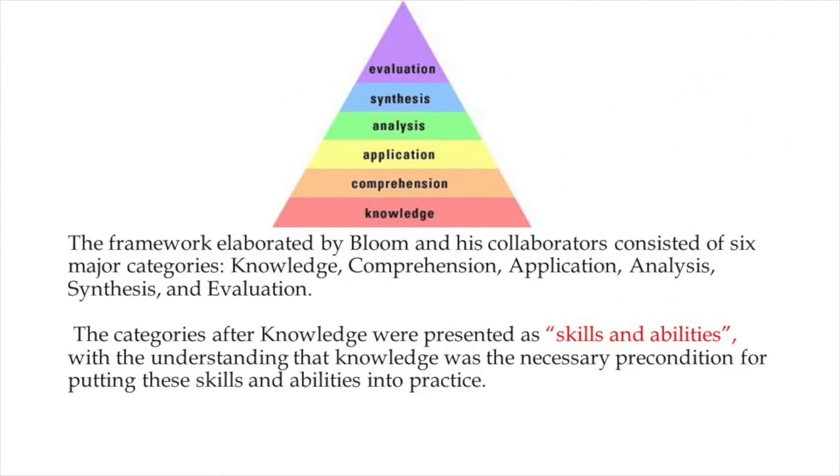The framework elaborated by Bloom and his collaborators consisted of 6 major categories: knowledge, comprehension, application, analysis, synthesis, and evaluation. The categories after knowledge are presented as skills and abilities, with the understanding that knowledge was the necessary precondition for putting these skills and abilities into practice. Bloom's taxonomy is used by instructional designers globally to define the required cognitive level.